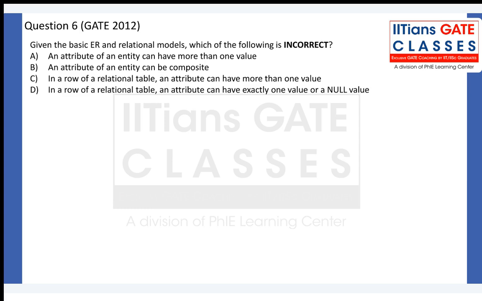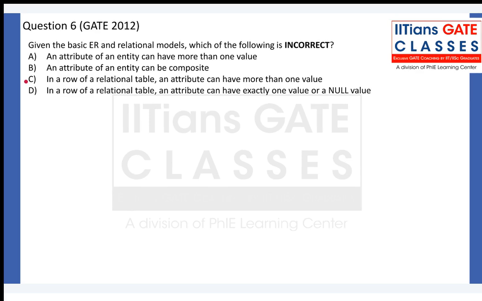Option D is also possible in a row of a relational table. An attribute can have exactly one value or a null value. So this is what it is. Option C is the incorrect option. You cannot have more than one value in a row of a relational table. Okay, very good, very good.